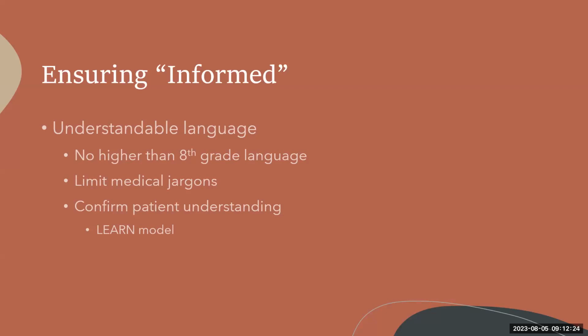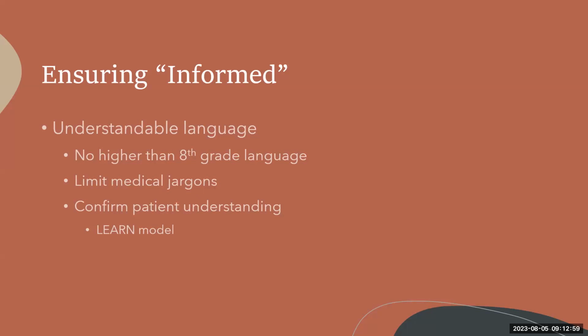And a lot of the time, most people don't understand what we are talking about. So the goal of informed consent is for the patient to understand what is happening to them, what is being proposed to them, and in order to make a decision. So you need to make sure that you use language that they understand. Most institutions in the United States would require a written informed consent to be written in a language that is no higher than an 8th grade reading level.